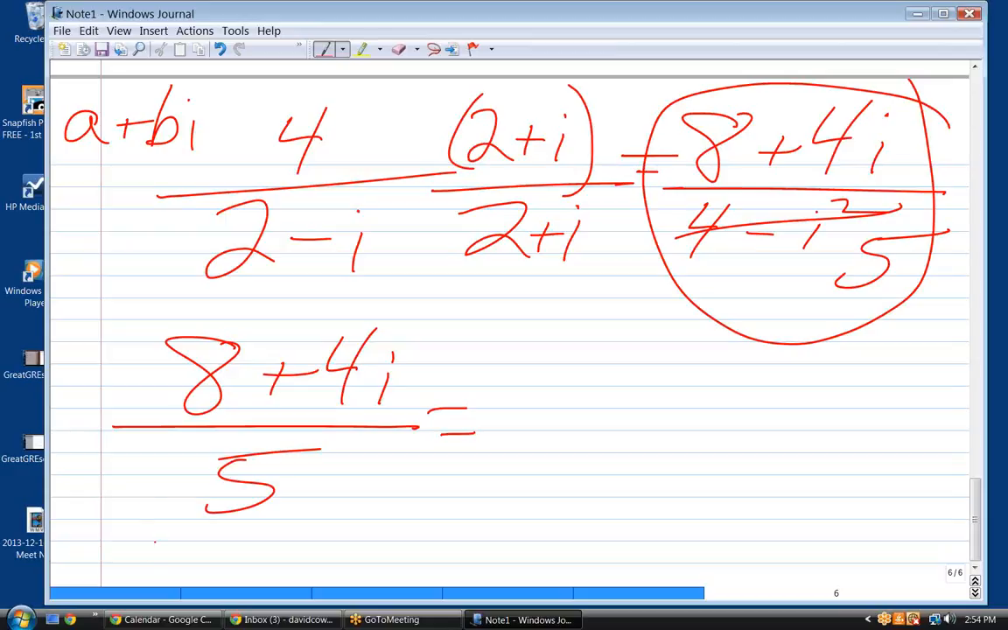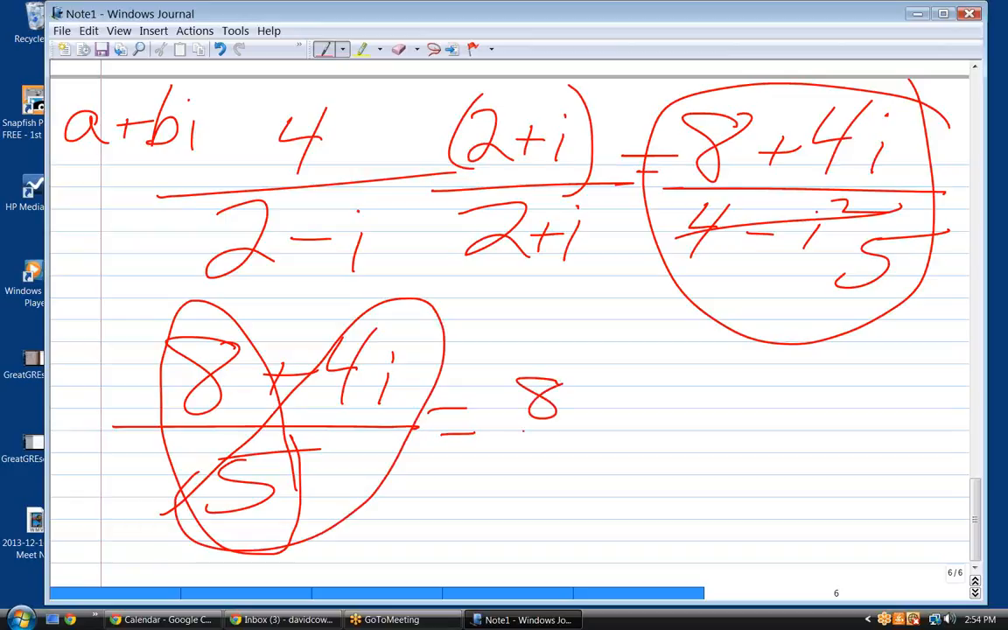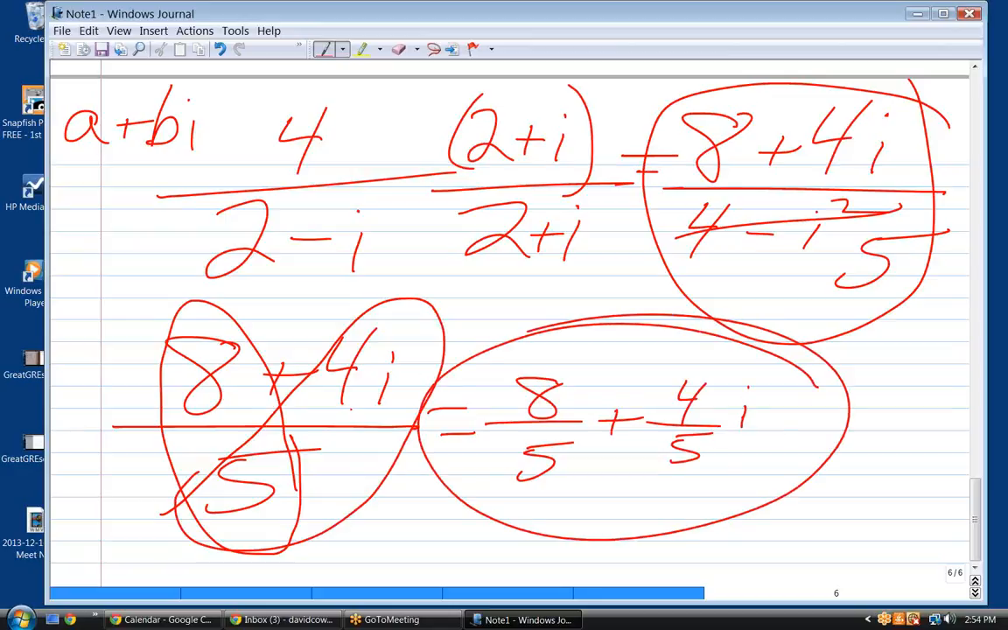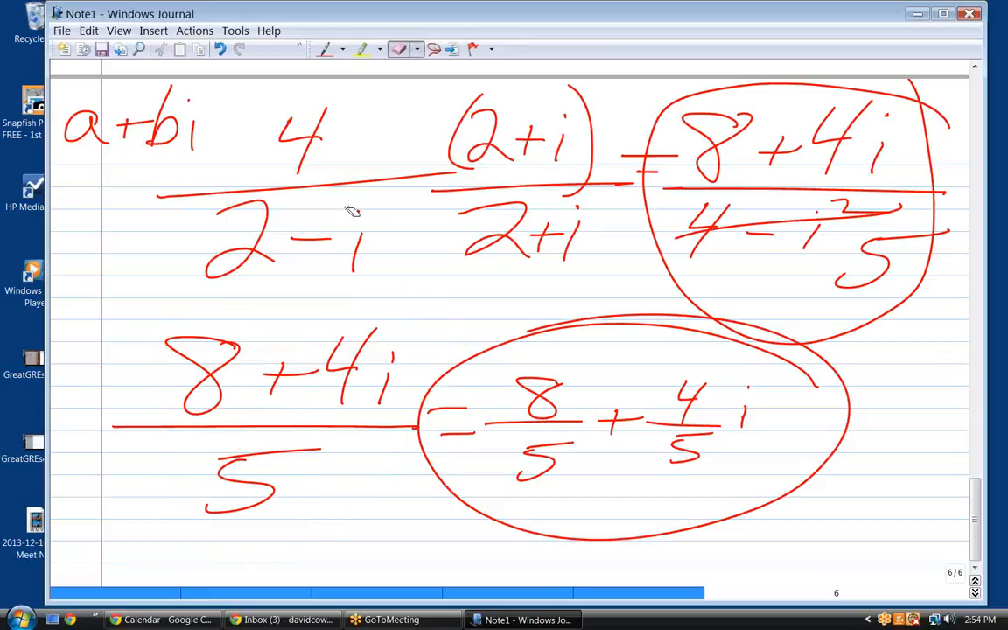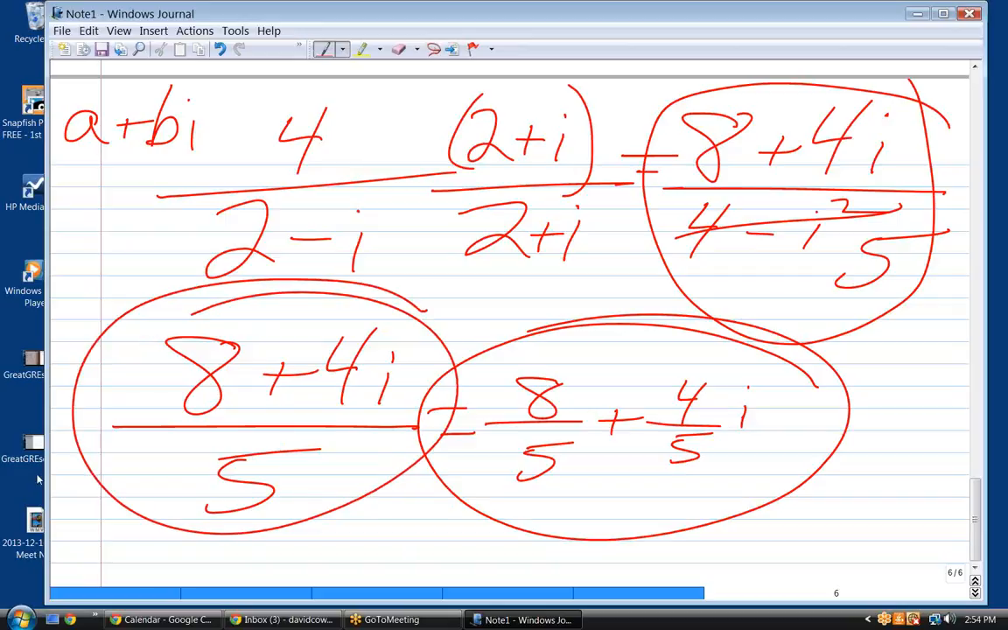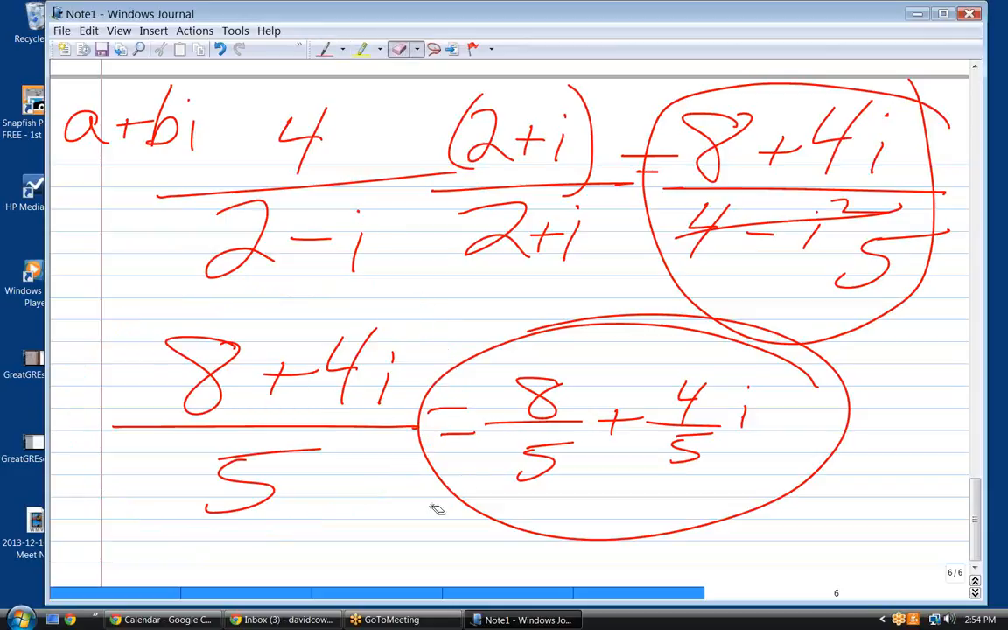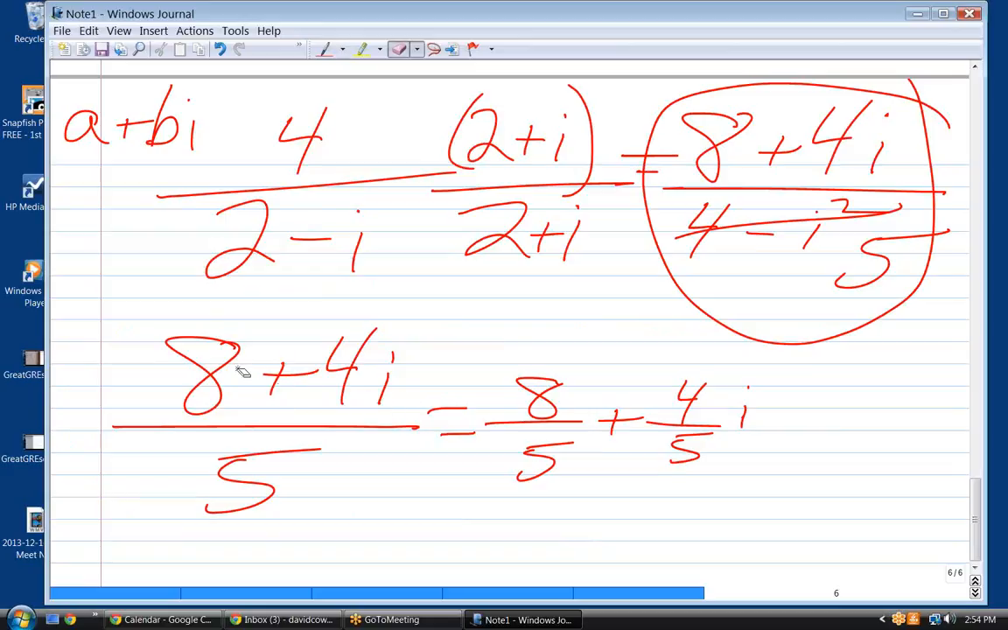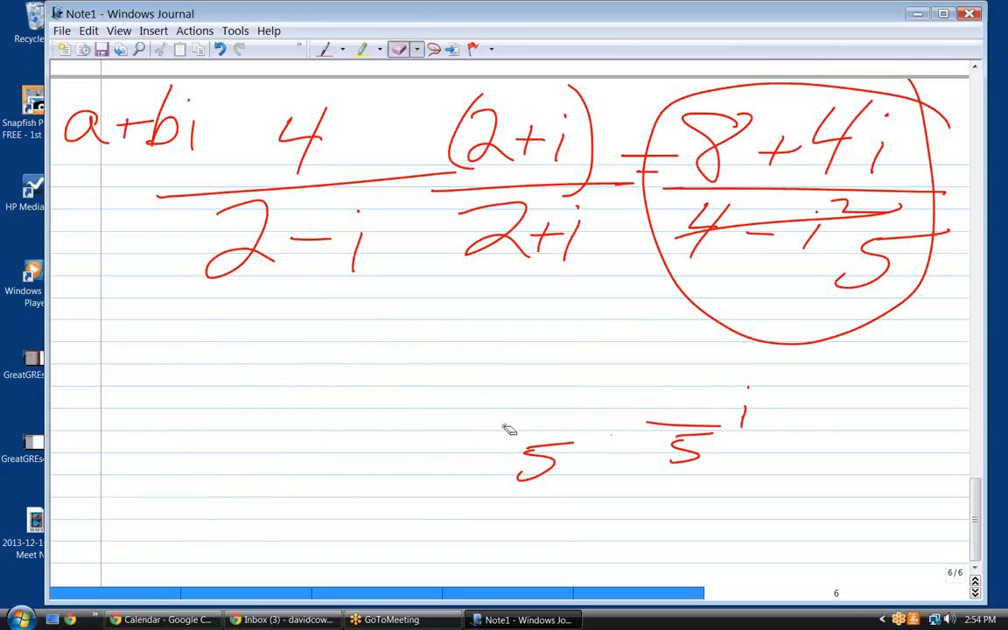Split it into 2 fractions. You got 8 over 5, so it's 8 fifths. That's the real part, plus 4i over 5. That's the imaginary part. If they ask you to put it into standard format, you probably would lose a point if you gave the other as the answer, because that's not in standard format. It's the right answer. It's the same number. They're perfectly equal to one another. It's just not in the format that they wanted.